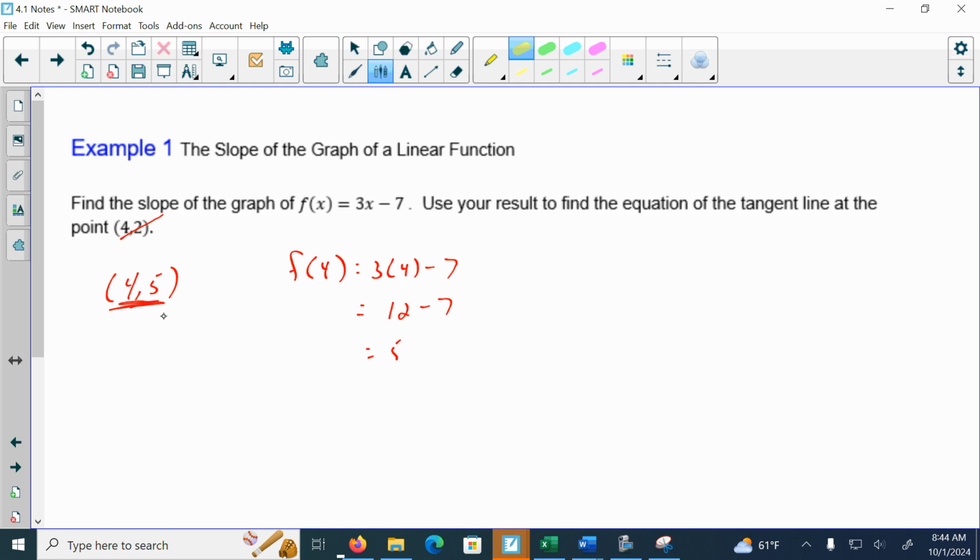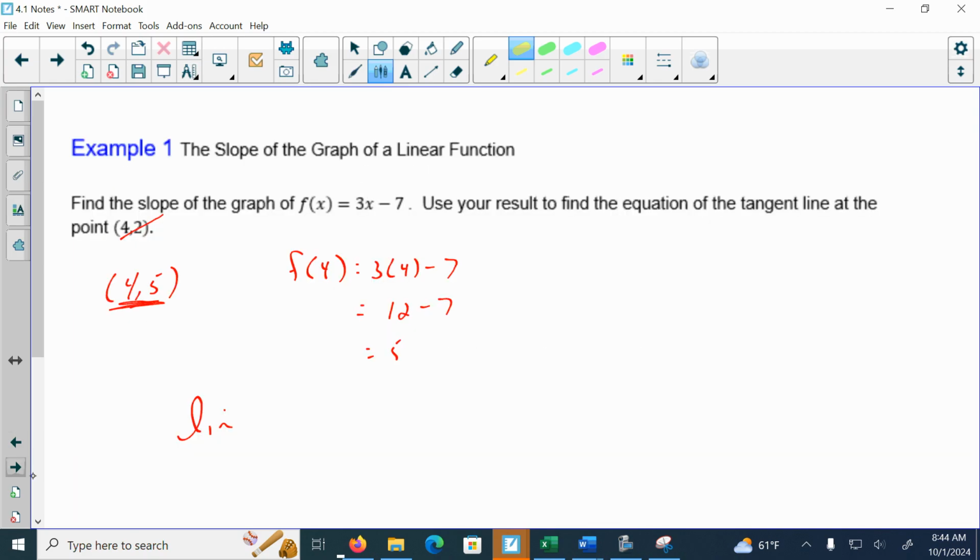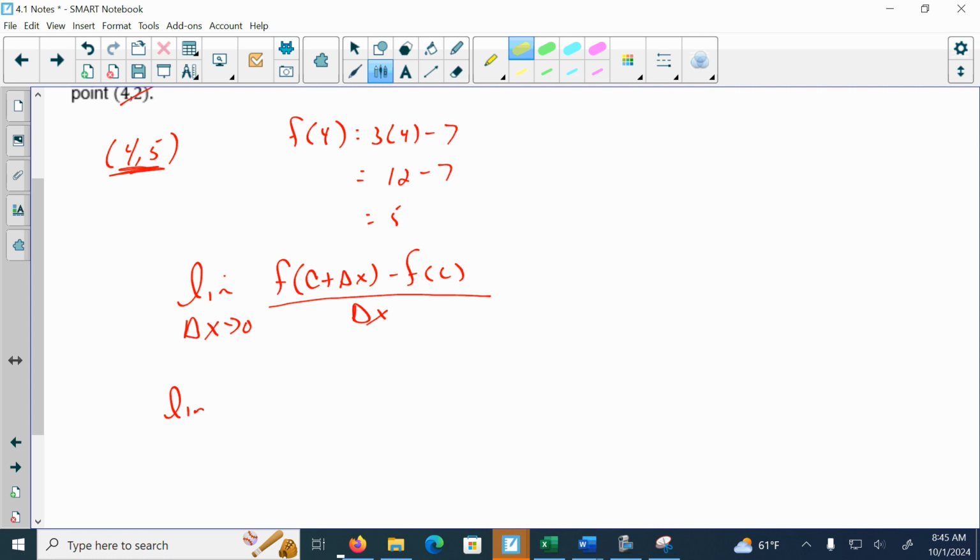So what I'm going to do is use the formula, which says I'm taking the limit as delta x approaches 0 of f of c plus delta x minus f of c, all over delta x. That's the formula. And yes, you need to know that. I'm not going to provide that for you.